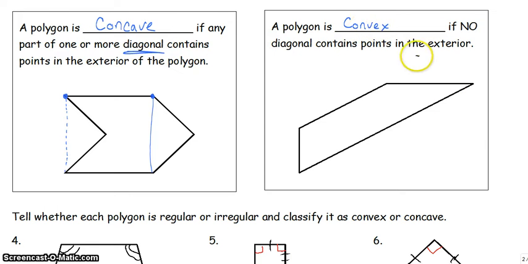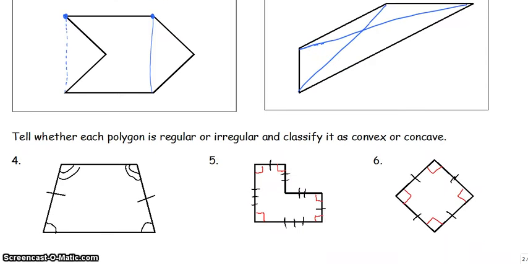The opposite of that would be convex. No diagonals are in the exterior. Here, it doesn't matter what diagonal I draw. This diagonal, and those are the only two diagonals in this case. None of those points on the diagonal are outside of the polygon. It's convex. It only takes one diagonal that goes outside to make it a concave polygon.